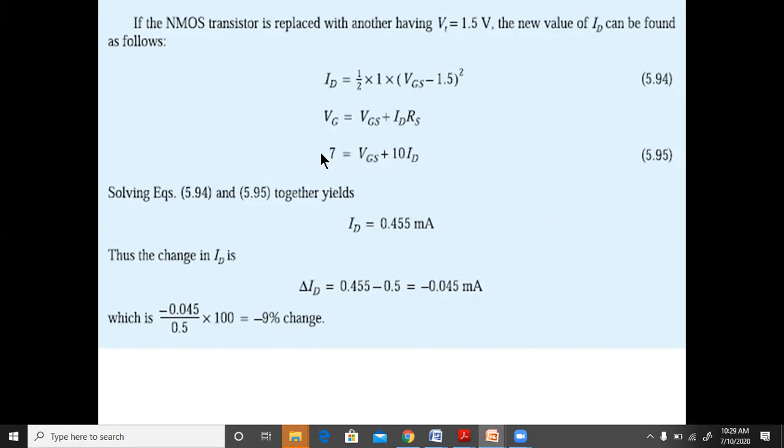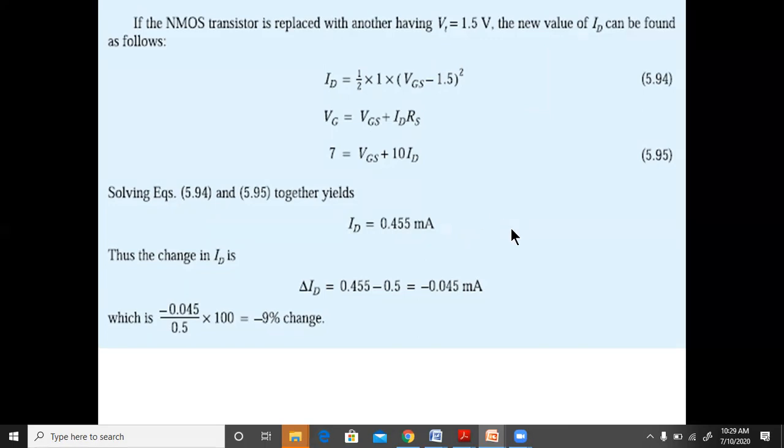VGS plus 10 ID is equal to 7, so VGS will be equal to 7 minus 10 ID. And that 7 minus 10 ID you can substitute in this VGS. So you'll get a quadratic equation in ID over here. And that quadratic equation in ID will give us the value of ID equal to 0.455.